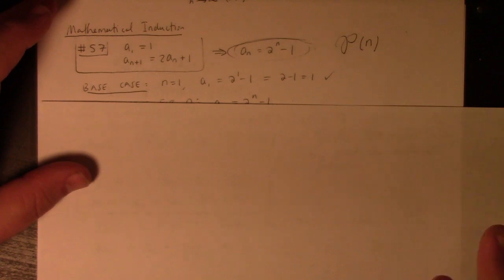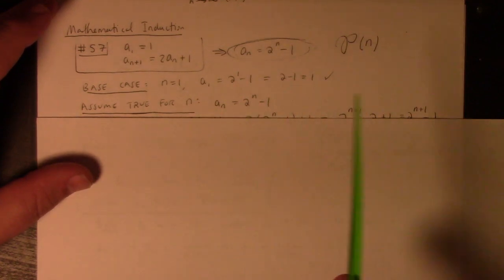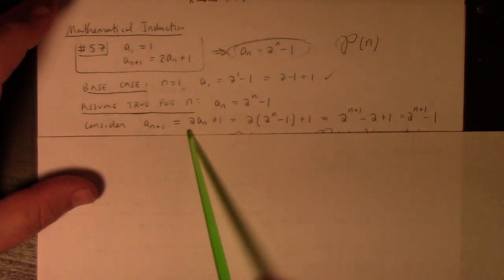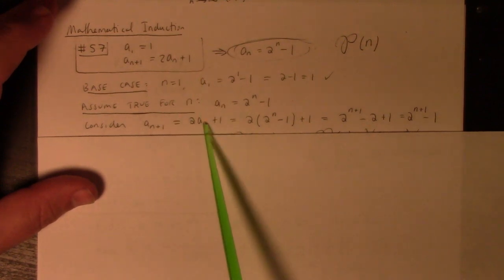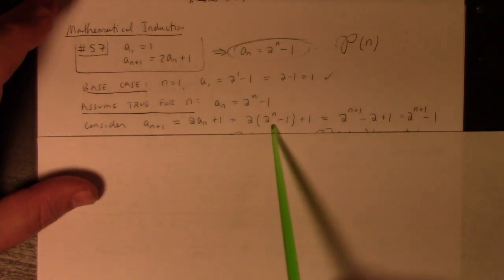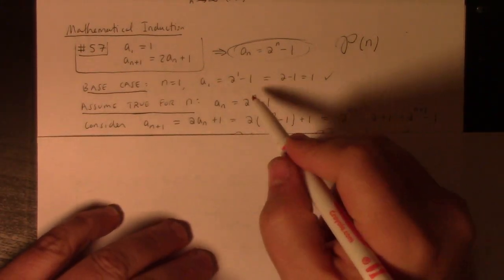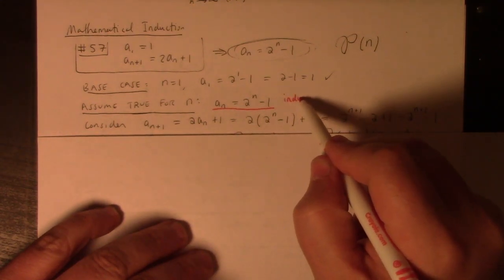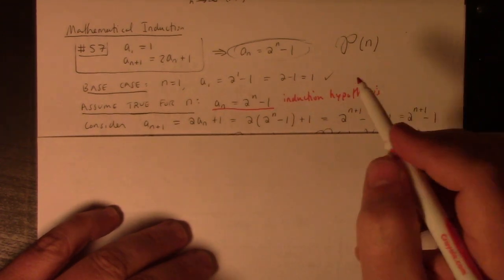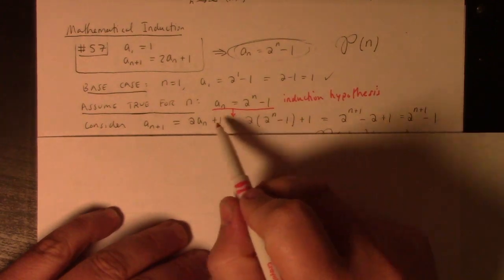Great. Then the next step is I assume that it's true for n. I assume that a sub n is equal to 2 to the n minus 1. Now, next I want to give evidence that it's true for n plus 1. So I consider a sub n plus 1, which is 2 times a sub n plus 1. This is the definition that was given to me, the recursive definition of the sequence. Great. Then going from here to here, I use the induction hypothesis. This right here is the induction hypothesis. And in this step right here, I used it to change that a sub n to that.